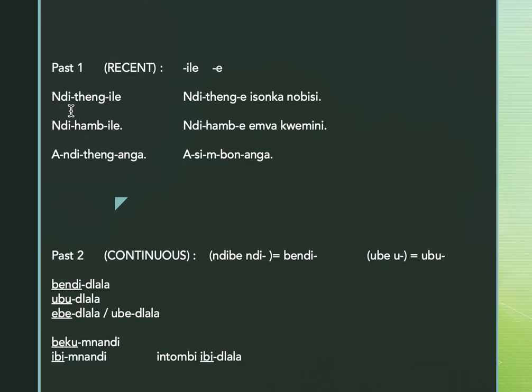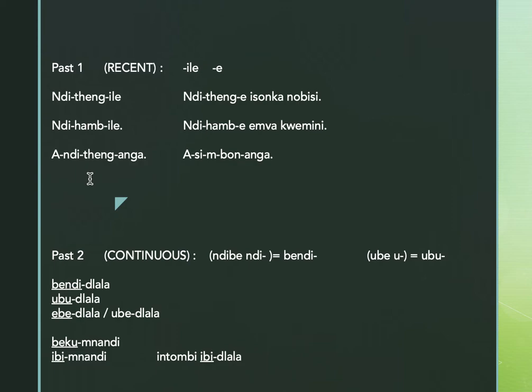So if I say I bought, it's ndithengile. And if I say I bought something, or if I refer to what I bought or when I bought it, I would use the short form, ndithenge isonka nobisi. I bought bread and milk. Ndihambile, I left, I went. Ndihambe emva kwemini, I went in the afternoon. So, because I'm saying when I went, I use the short form, ndihambe.